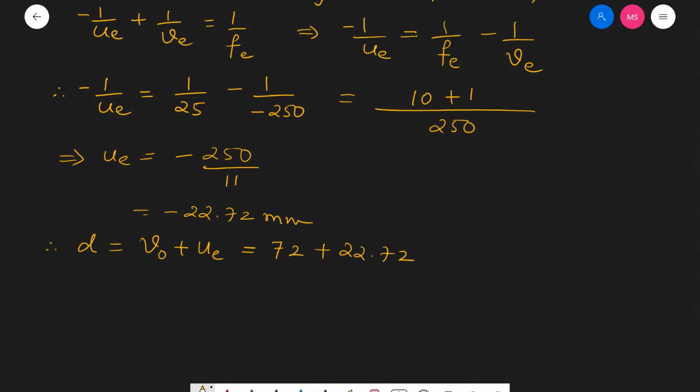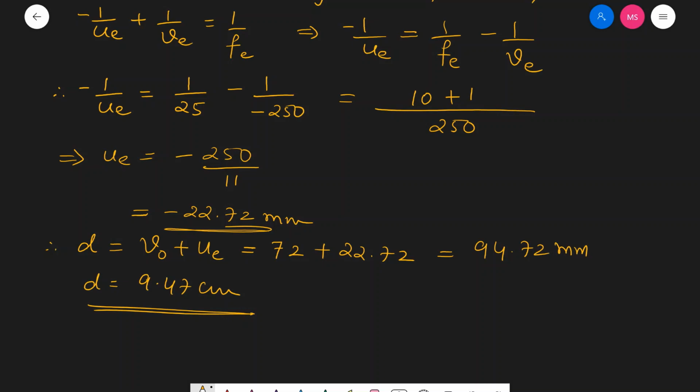22.72. Here negative sign indicates that the object is kept on the left hand side of eyepiece. So this is why we are having negative sign over here. So 72 plus 22.72 is 94.72 mm, or you can say that D will be equal to 9.47 centimeter. So the separation between the two lenses will be 9.47 centimeter.